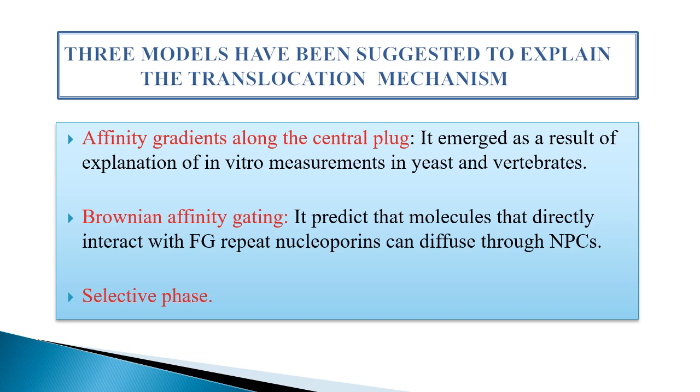Brownian affinity gating and selective phase. The Brownian affinity gating and the selective phase model both predict that molecules that directly interact with the Fg repeat nucleoporins can diffuse through the nuclear pore complexes.